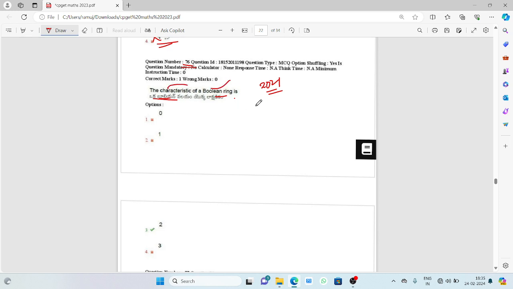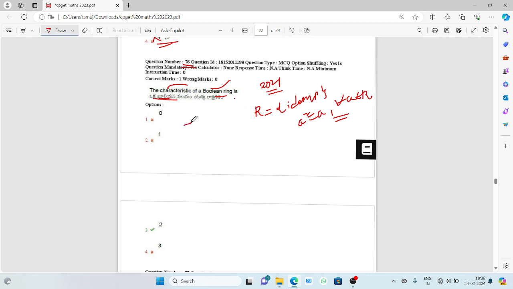Boolean ring means first of all the ring contains all elements as idempotent elements. We already discussed that idempotent element means a squared is a. So for every a belongs to R, if every element inside that ring satisfies the idempotent condition, then we can say that the ring is a Boolean ring.